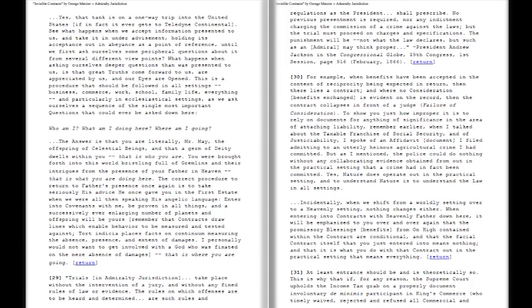Return. 30. For example, when benefits have been accepted in the context of reciprocity being expected in return, then there lies a contract, and where no consideration benefits exchanged is evident on the record, then the contract collapses in front of a judge. Failure of consideration.